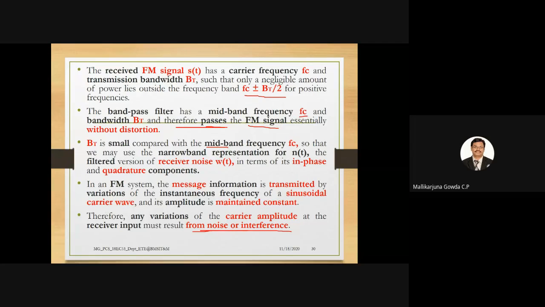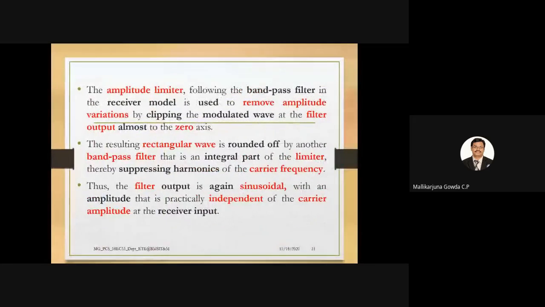Yeah, thank you. So I'm just briefing about each and every block of the receiver, right? Okay, then let us discuss the importance of the limiter. Output of the band pass filter will be given to the limiter now. So what is the function of that limiter?